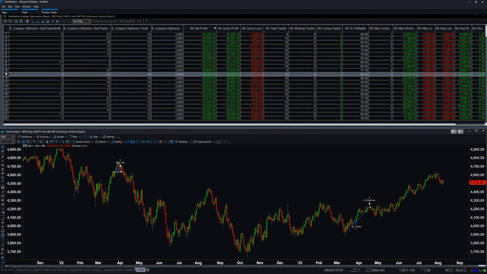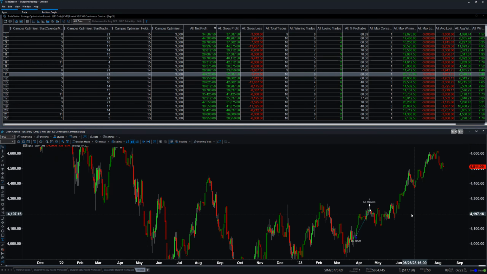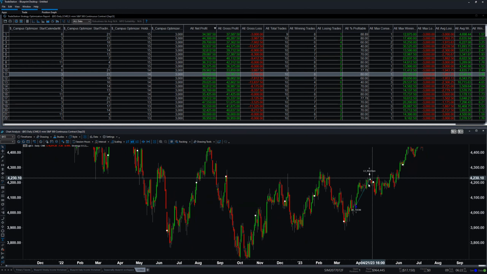So now the computer highlighted this row for us, which is also the trade that we see visually displayed down here. Okay, so it means that we're entering on the 21st trading day of March, and we're holding for 14 days using a $3,000 stop loss.